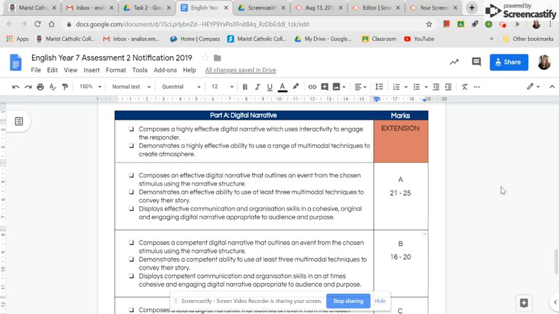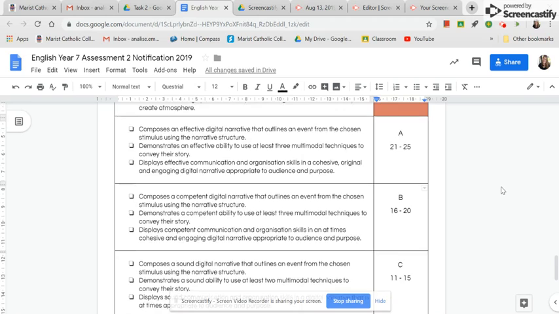The first one says composes a highly effective digital narrative which uses interactivity to engage the responder. The second one says demonstrates a highly effective ability to use a range of multimodal techniques to create atmosphere. So you can see that those two things, interactivity and how well you use it, and atmosphere and how well you've created it, are linked back with the outline for that part. Okay, so if you're doing option 3, those outcomes link directly to what was on your explanation.